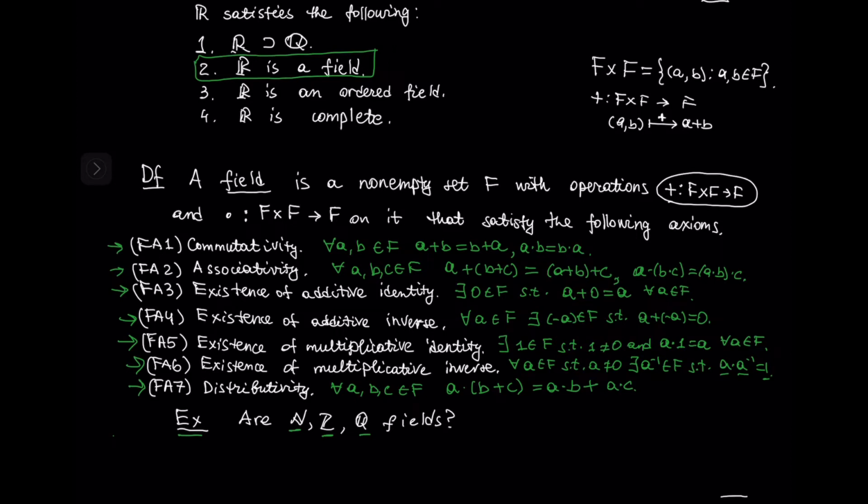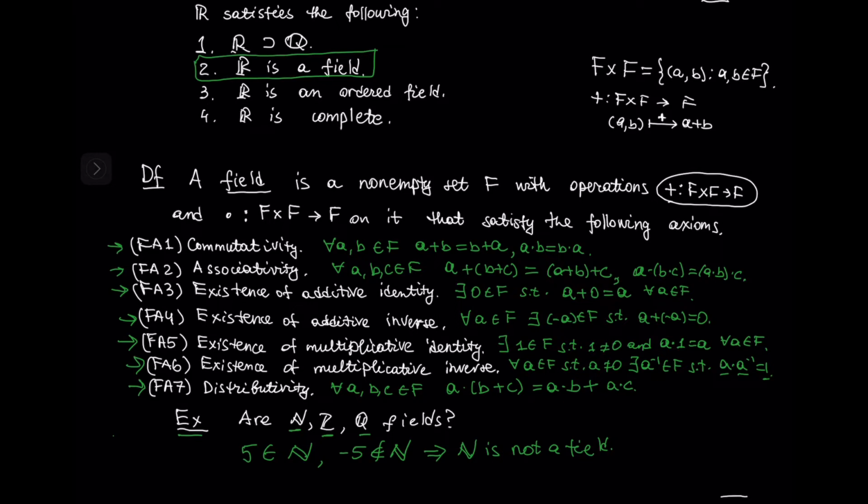As far as N is concerned, N is not a field, and here is why. For example, 5 is an element of N. Then by field axiom 4, if N was a field, then we would have that minus 5 would be in N, but minus 5 is not in N. So therefore N is not a field, because it doesn't contain the additive inverse of 5.